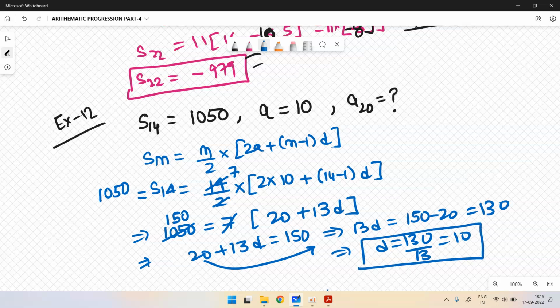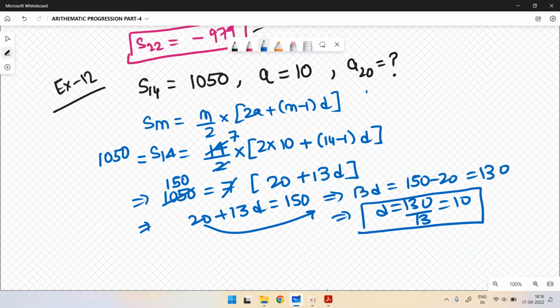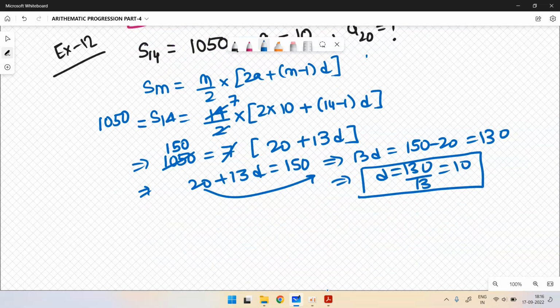First term a is 10 and d is also 10. So how will you calculate a20? The question is to find a20. You know the formula: a20 is nothing but a plus 20 minus 1 times d.